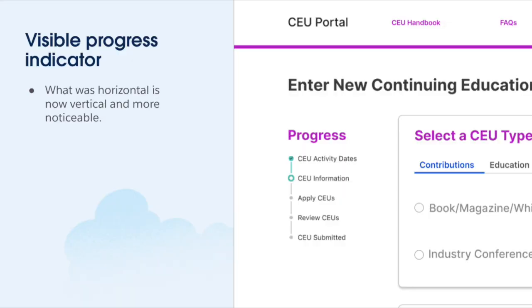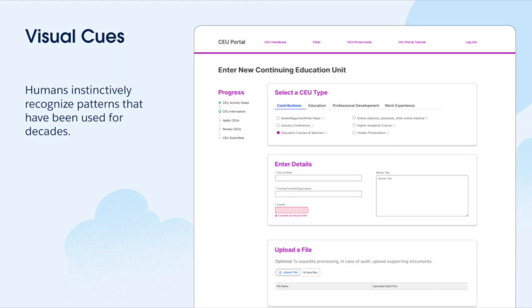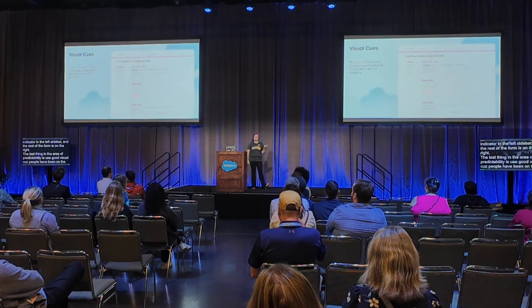Now we have a horizontal indicator. I think we can chunk things up a little more, so we put the vertical progress indicator in the left sidebar and the rest of the form on the right. The last thing in the area of predictability is to use good visual cues. People have been on the internet for a long time now.